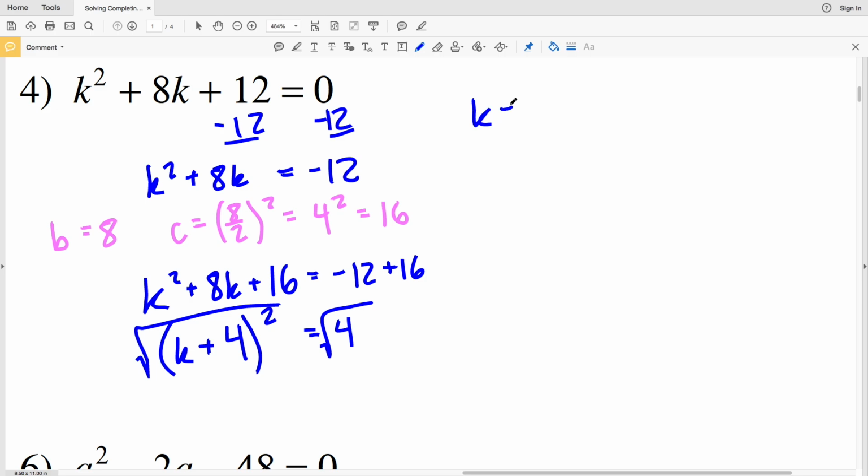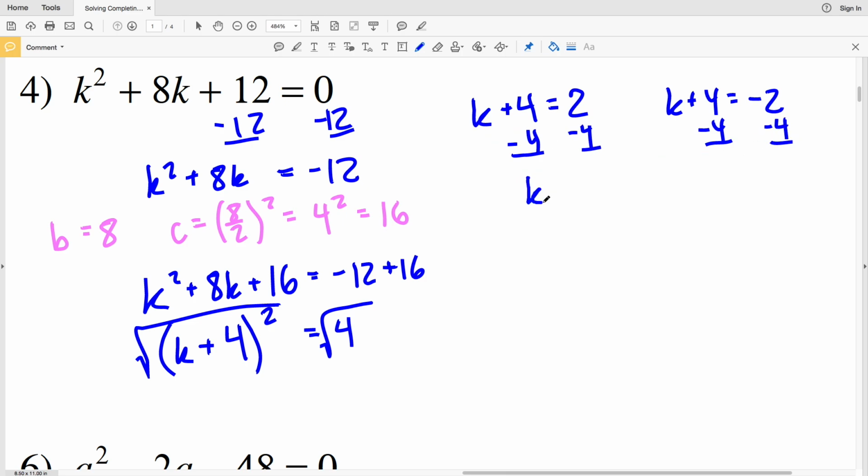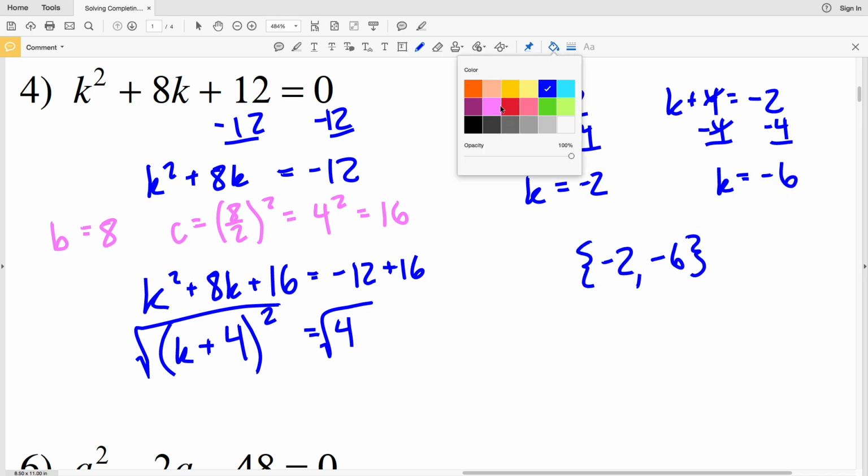I'll have k plus 4 equal to a positive 2, since the square root of 4 is 2, and I'll have k plus 4 equal to a negative 2, since negative 2 squared equals a positive 4. Now I'll subtract 4 from each of these equations, doing so on both sides. So I'll have k equal to negative 2, and k equal to negative 6. So negative 2 and negative 6 are my solutions in number 4.